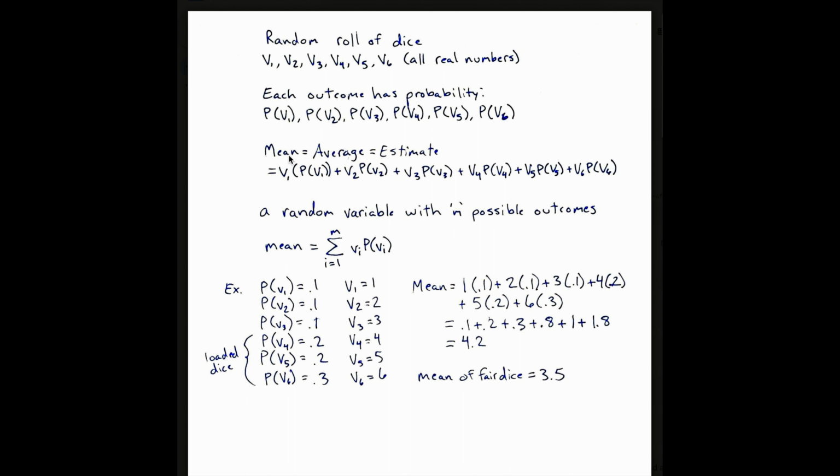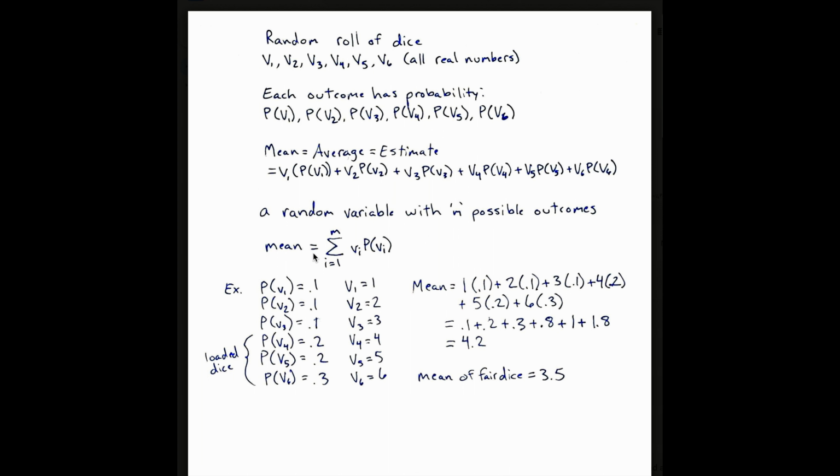So the mean is the same thing as the average, which is the same thing as the estimate. They're all equal. So we want to take V1 times the probability of V1 plus V2 times the probability of V2 plus V3 times the probability of V3, and so on, all the way until we've enumerated the entire set. So a random variable with m possible outcomes.